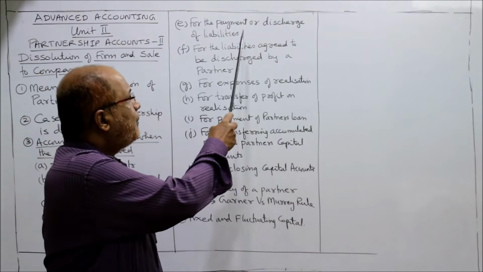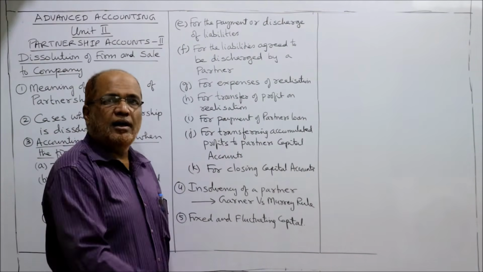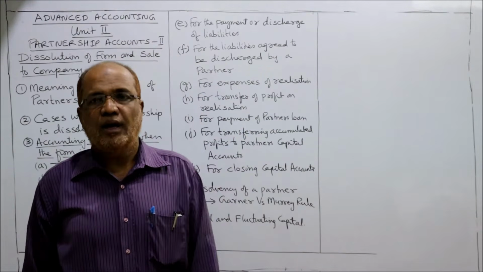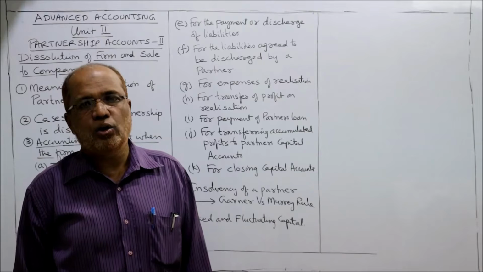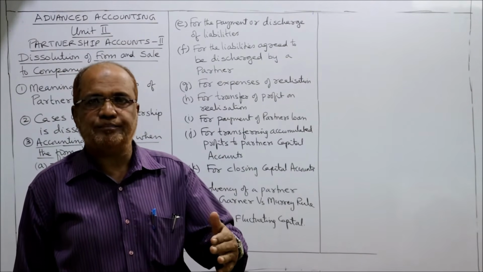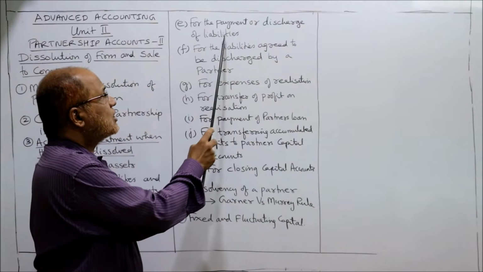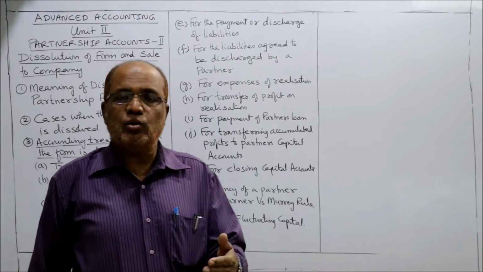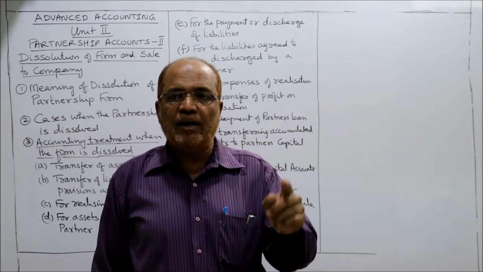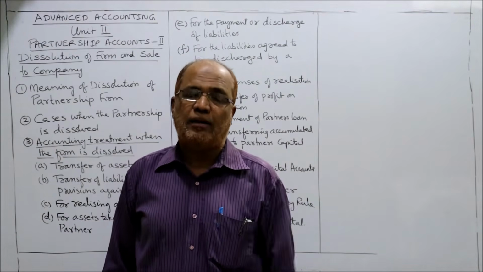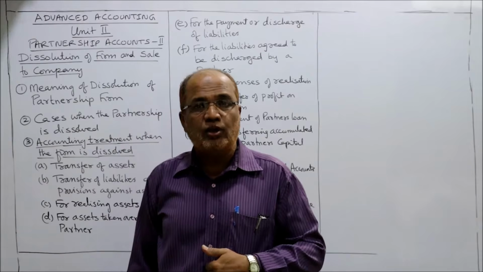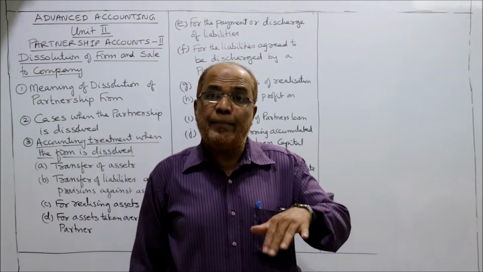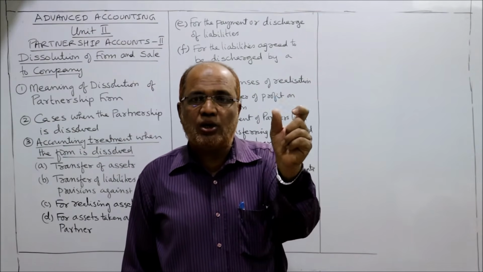So when you make the payment for liability, entry will be realization account debtor to bank. Money is going out. We are paying. So payment or discharge of liability. For the liability agreed to be discharged by a partner. कभी क्या होता, कुछ liability को payment नहीं करते, बल्कि that liability will be taken over by a partner. The partner has agreed to pay it in his individual capacity, personal capacity. Pay करे तो entry realization to bank.